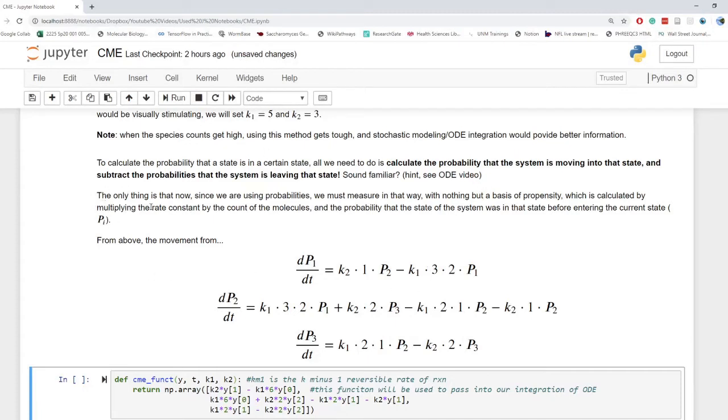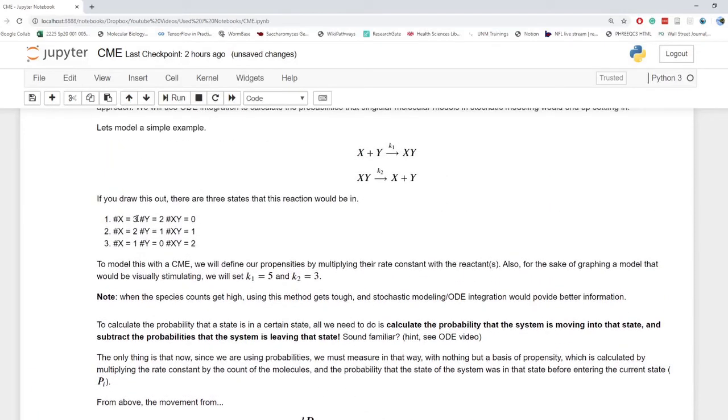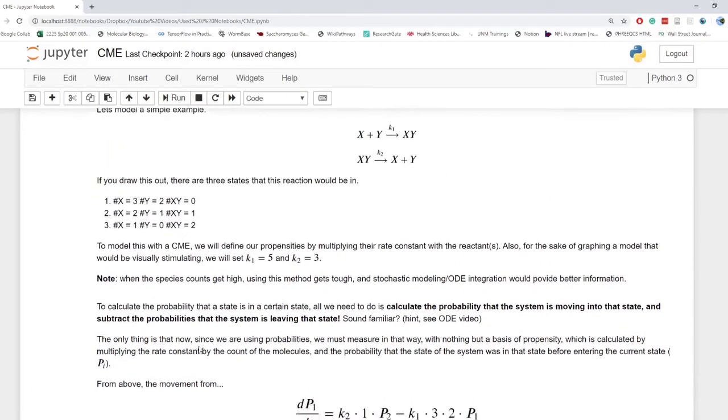But the only thing is that now, since we are using probabilities, we must measure in a way with nothing but a basis of propensity, which is calculated by multiplying the rate constant by the count of the molecules, and thus the probability that the state of the system was in that state before entering the current state, Pi. I'll represent it as P1, P2, and P3 below to coordinate with our three states defined here.